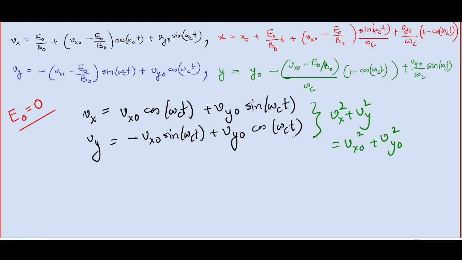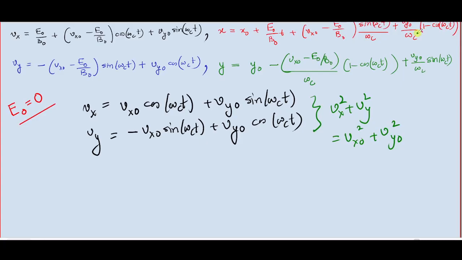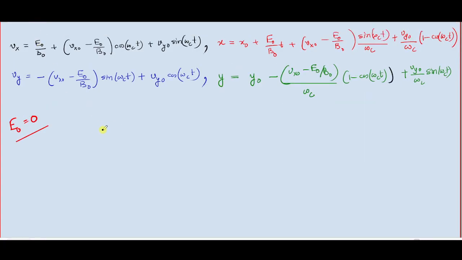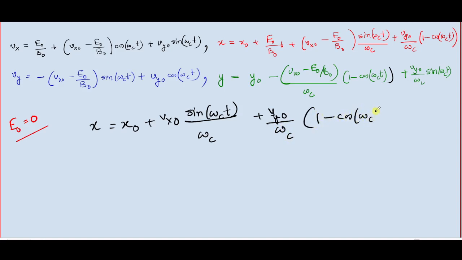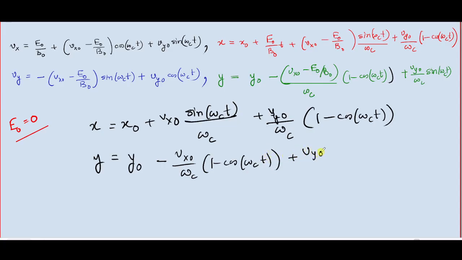Now, we had also figured out earlier that the motion of the charged particle in this case would actually be a circle. That's the trajectory. So let's see whether our solutions actually bear that out. In this case, for the coordinates, we get the following. X is x0 plus Vx0 sine omega ct over omega c plus Vy0 by omega c into 1 minus cosine omega ct. And similarly, y works out to be y0 minus Vx0 by omega c into 1 minus cosine omega ct plus Vy0 by omega c sine omega ct.